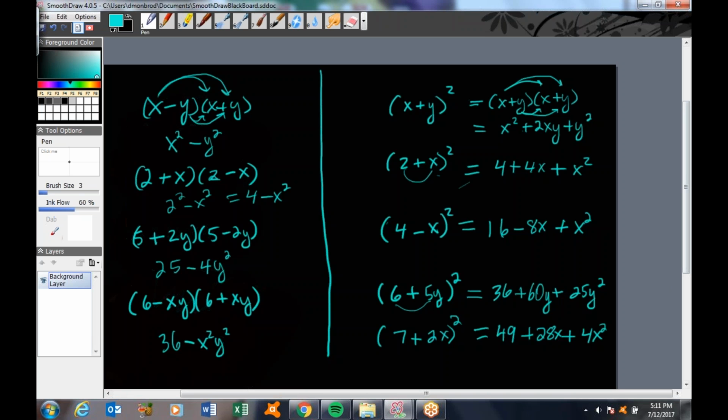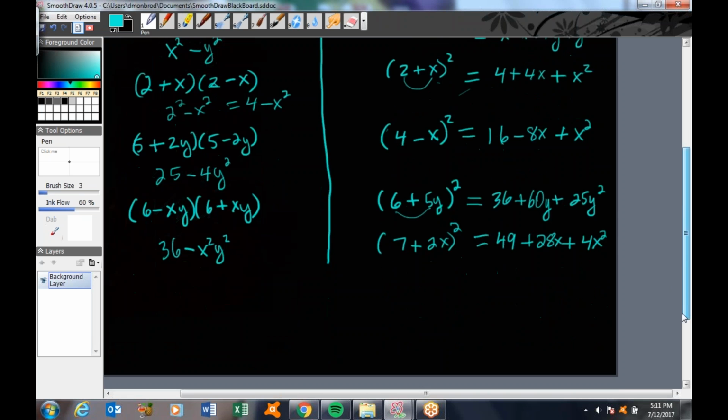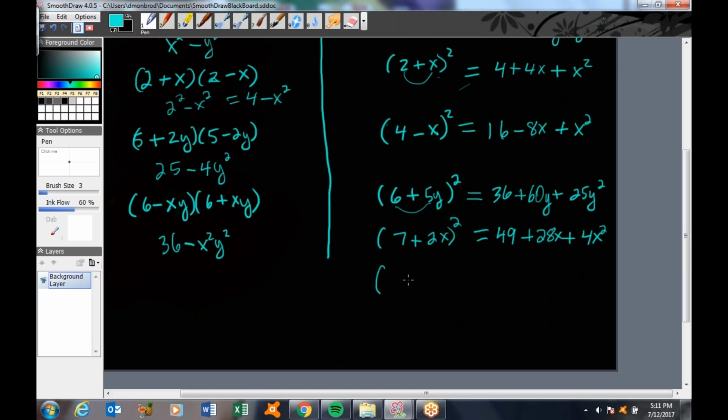Let's see. Here we can look at another example here at the bottom. Let's say we have 2y plus 3x squared. Let's make that x squared, so the whole thing is squared. So 2y plus 3x squared. Same routine.